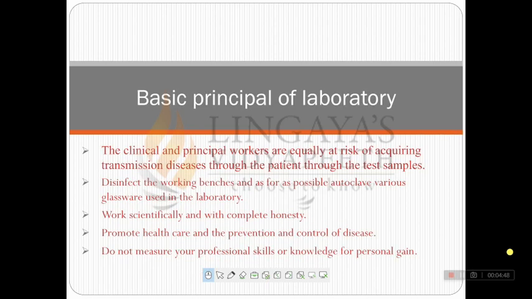All right, moving on. Now, what are the basic principles of laboratories? We'll be discussing the basic principles of the laboratory. Alright. The clinical and principal workers are equally at risk of acquiring transmissible disease through the patient test sample.